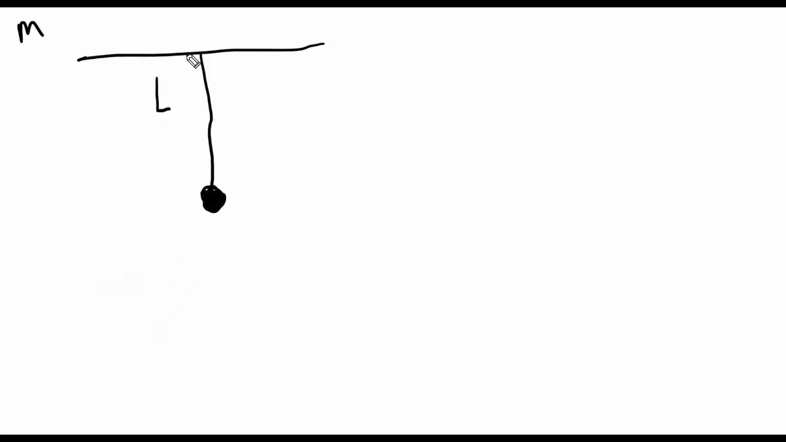So imagine we have a string attached to the ceiling, and at the end of the string, there is a mass, and the value of the mass is m. And let's say the length of the string is L. And let's say I pull the string back and I let it go, and I pull it back to here where the angle here is theta. Okay, and I let it go. And of course, we all know what's going to happen. It's going to swing back and forth.